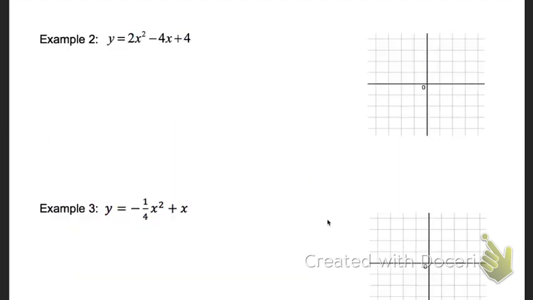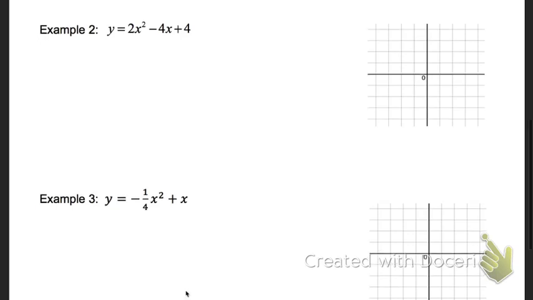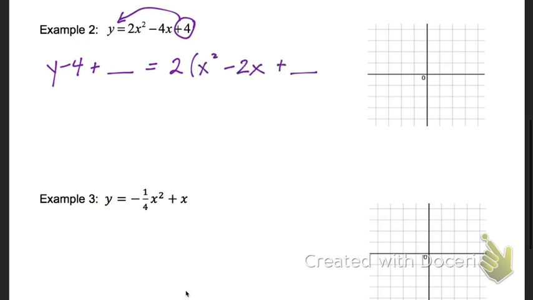The next one, I'm going to move the 4 over. So, don't pull out a common factor first. Move the 4 over first. So it is y minus 4 plus blank. Equals. I'm going to go ahead and pull out a 2. 2 times x squared minus 2x plus blank.